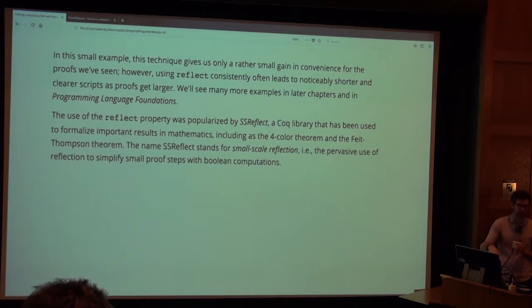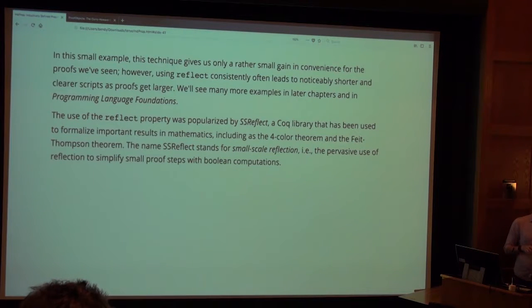This property was actually inspired by SSReflect, which you may have heard of. It's this Coq library that's all built around this idea of using decision procedures and reflections for automating proofs and making them more tractable. And this library was used to prove the four-color theorem and the Feit-Thompson theorem quite successfully. And you can read a little bit more about SSReflect here.